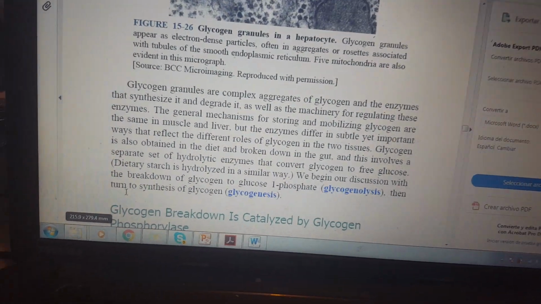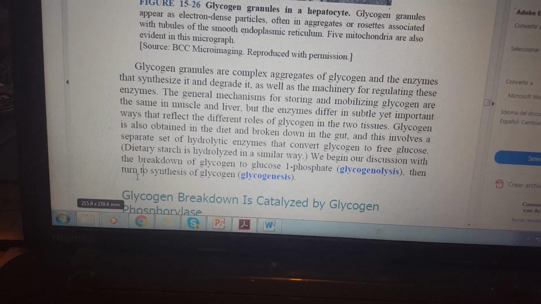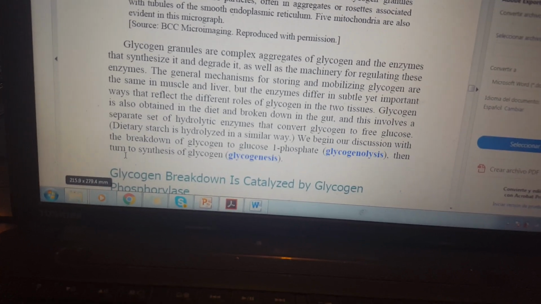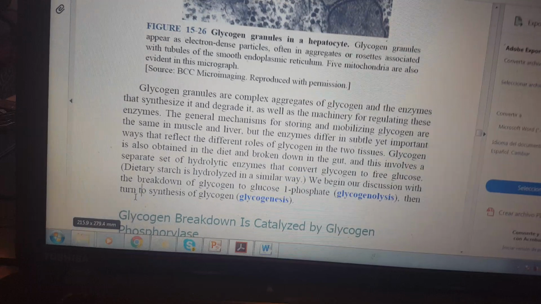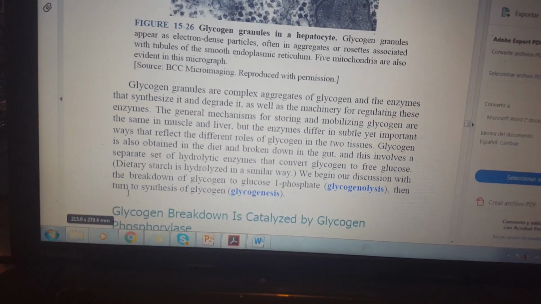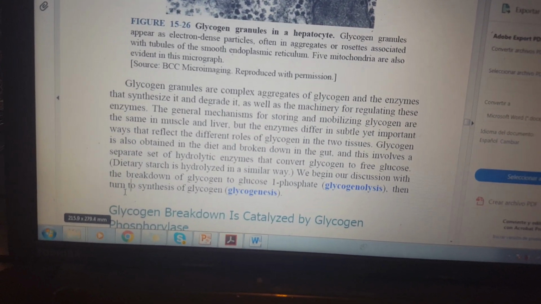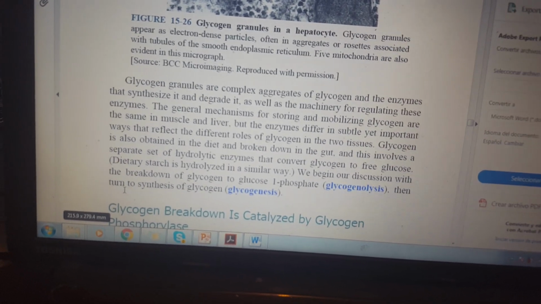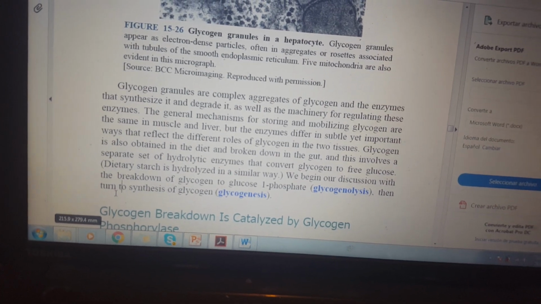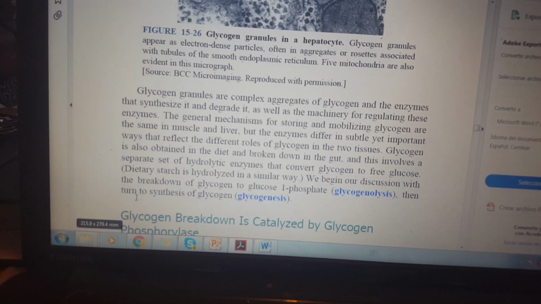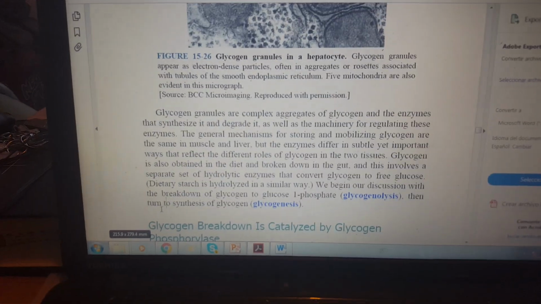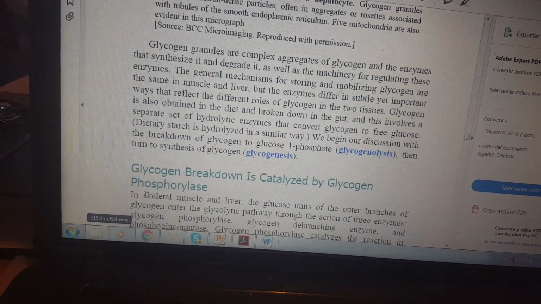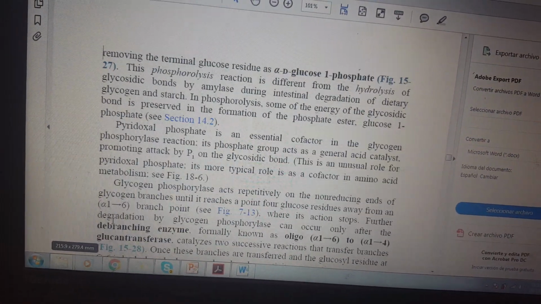So we're going to go further into glycogenolysis and glycogenesis. What is the difference? As the name suggests, glycogenesis is the formation of glycogen, and glycogenolysis is the degradation of glycogen to form glucose that can be further used to synthesize other molecules in different metabolic pathways. So we're going to start here with the catabolism of glycogen.